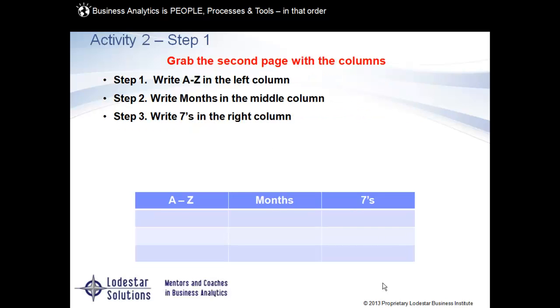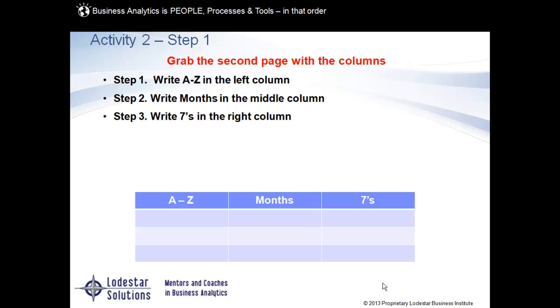Okay, great. Now, I want you to grab the second sheet of paper that you wrote with the blank columns and write the same thing. I want you to write A through Z on the left column, months in the middle column, and sevens in the right column. Exactly like you did on the first sheet.